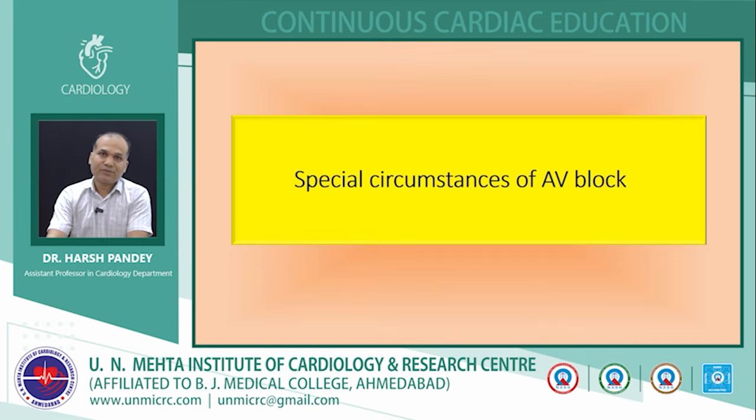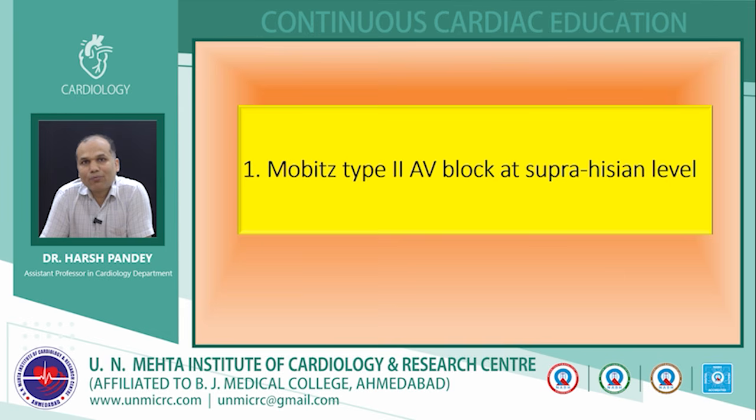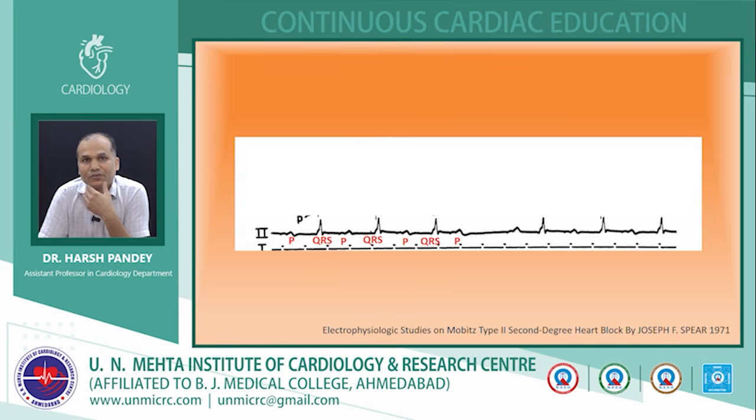So we are coming to the special circumstances of this AV block. Can Mobitz type 2 AV block happen at the supra-His level? So the patient is having Mobitz type 2 AV block and the level of block is at the supra-His level. This is one example. This is a study done in 1971. So Joseph et al. studied this Mobitz type 2 AV block.